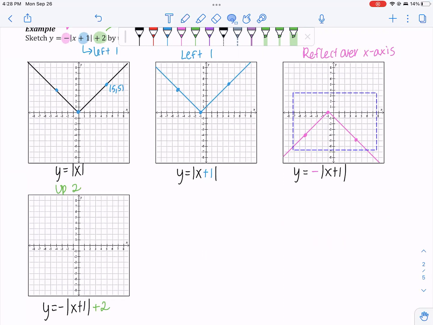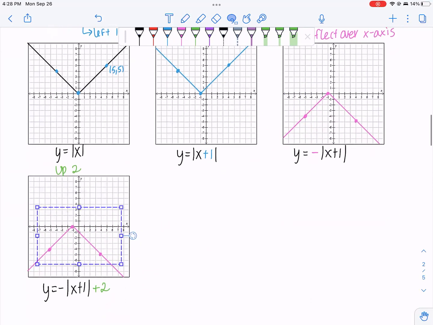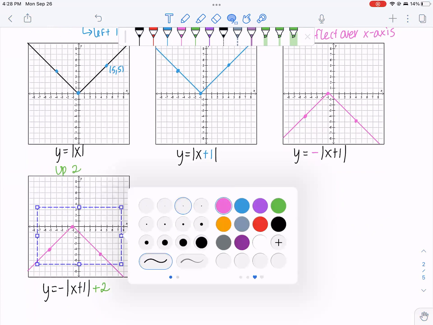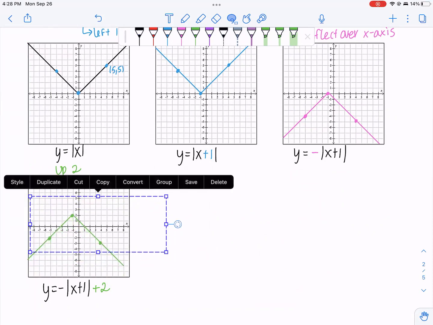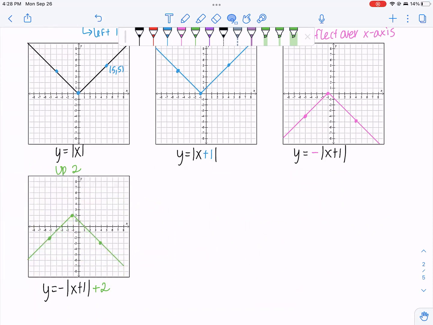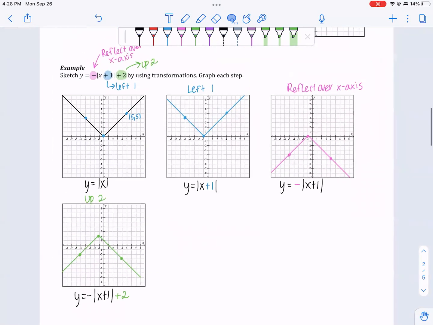Finally, we're taking this graph and we are shifting it up too. And why don't I just do it like this? We have this, we go up 1, up 2. And there it is. This is what would happen if you took the absolute value of x and you shifted it to the left 1, reflected it, and then moved it up.